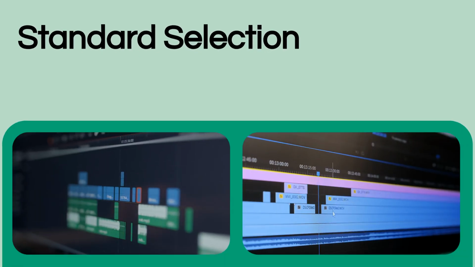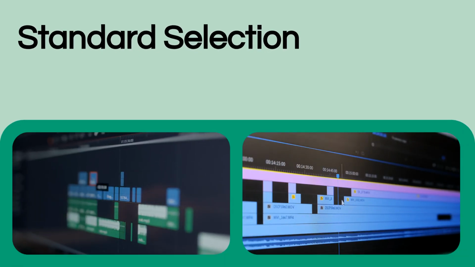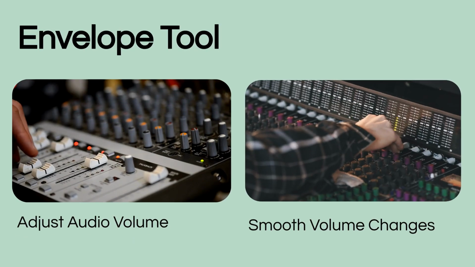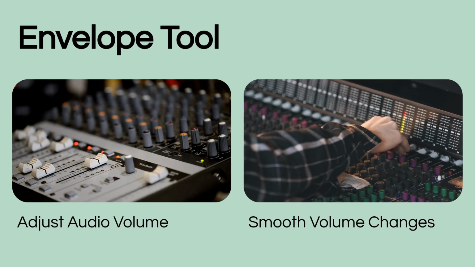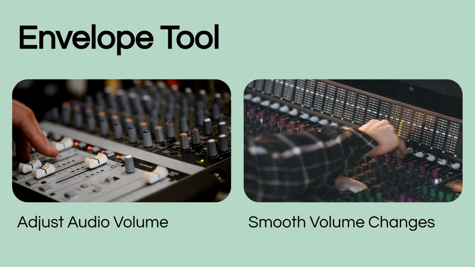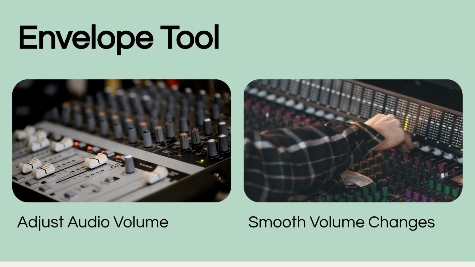Next up, let's explore the different selection tools available in Audacity. The standard selection tool lets you click and drag to highlight any part of the waveform for editing or playback. The envelope tool is specifically used for making volume tweaks. You can draw fade-ins, fade-outs, or adjust volume for specific segments smoothly.